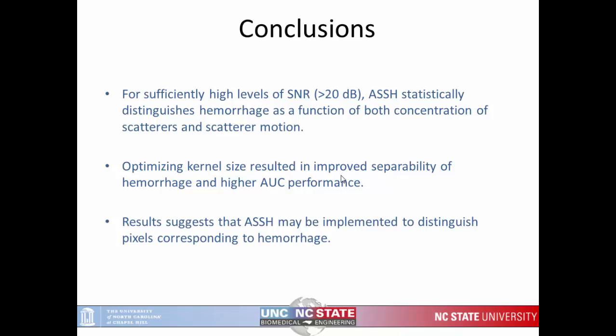So to conclude, these simulations have been very instructive. We've demonstrated that for sufficiently high levels of SNR, around 20 dB, ASH can statistically distinguish these regions of hemorrhage as a function of both concentration of scatterers and scatterer motion. If we optimize kernel size, we may actually be able to improve our separability of hemorrhage from background. And the results suggest that ASH may be implemented to distinguish pixels corresponding to hemorrhage.